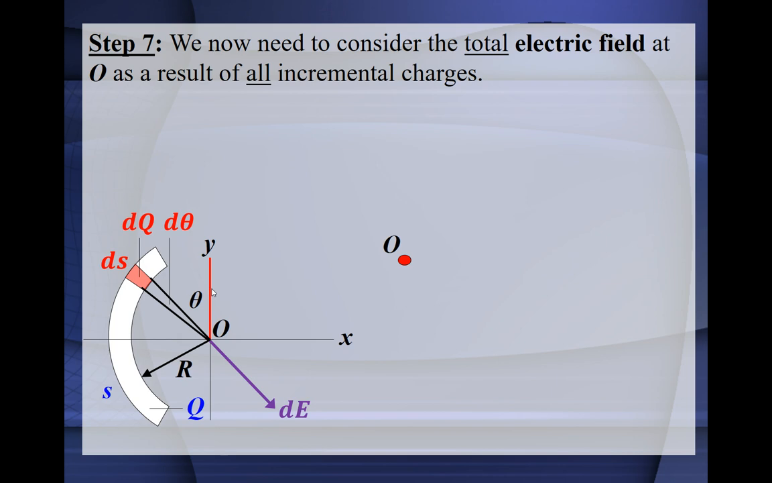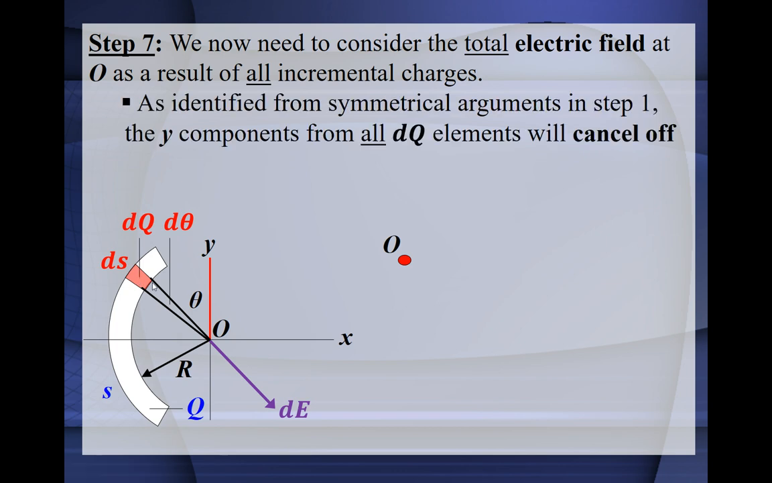Now, step 7, that's the electric field only due to that single chunk of the total arc, of this full arc length that we have here. So we want this for the entire arc of charge, not just for this tiny little red arc length we have here. Going back to step 1, we already identified that the only thing that matters is the x component of this electric field. All the y components are going to cancel off. Therefore, there's no point of actually looking at them whatsoever.